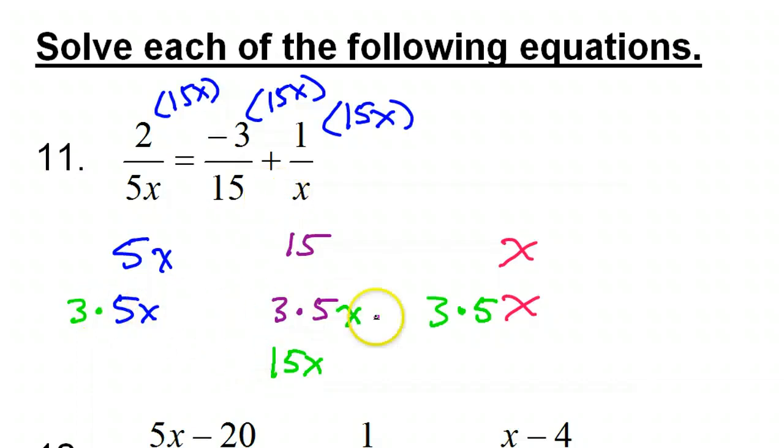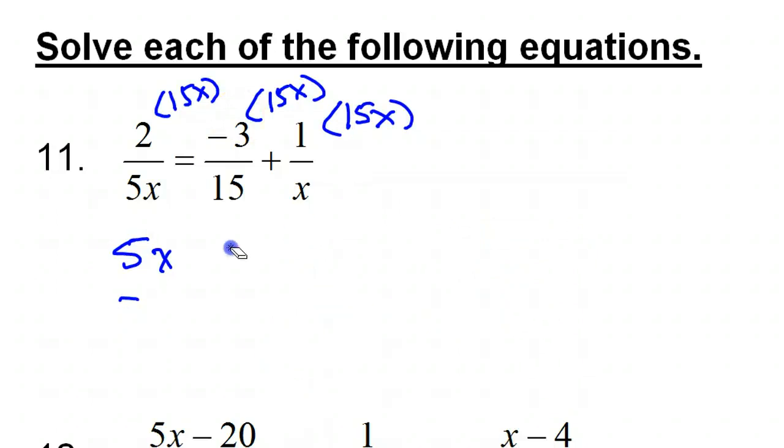If you need some sort of a system to follow, it's going to be a little bit more complicated for you, but if you can understand that, it gives you a shot at it. Okay, so I'm talking too much now. So we're multiplying everything by 15x.